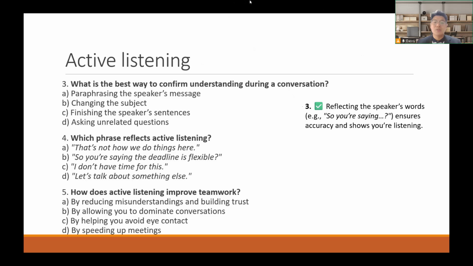A, that's not how we do things here. B, so you are saying the deadline is flexible? C, I don't have time for this. D, let's talk about something else.